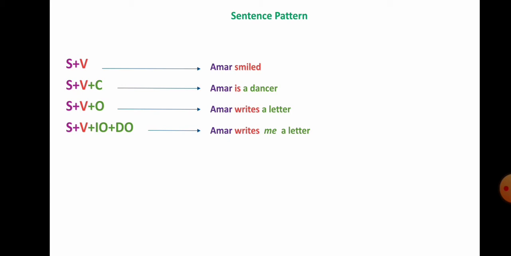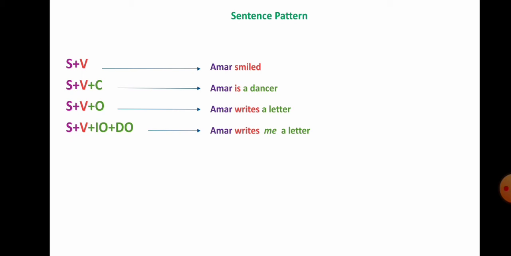So a letter is a direct object. To whom? To me. So me is an indirect object. We can just reframe the sentence pattern like this also. Amar writes a letter to me. Here the sentence pattern is SVDOIO.